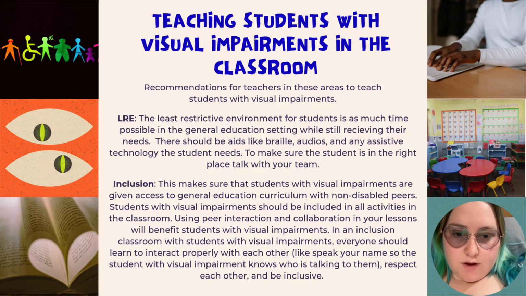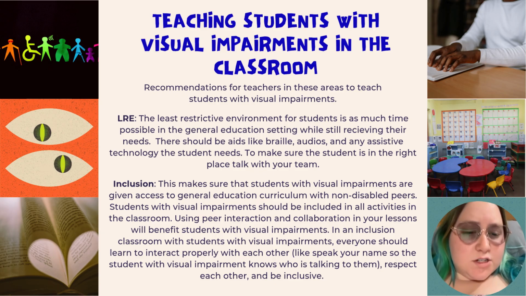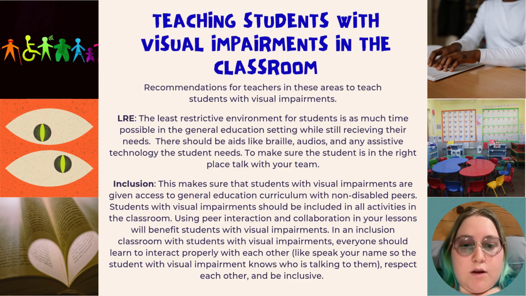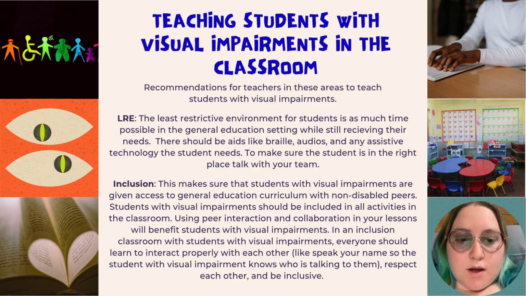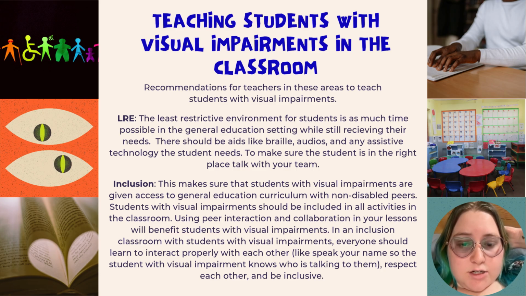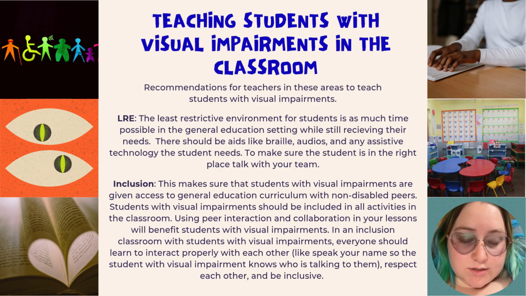So for the least restrictive environment, which is LRE, students, not even just students with low incidence disability, students with any disability, not even just students with visual impairments, they need to be spending as much time in the general education setting as possible, especially with their general education peers, while still receiving their needs. There should be aids like accommodations and braille, audios, assistive technologies, anything that the student needs, and to make sure that the student is in the right place.